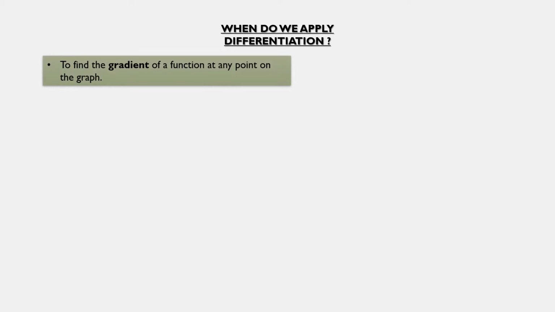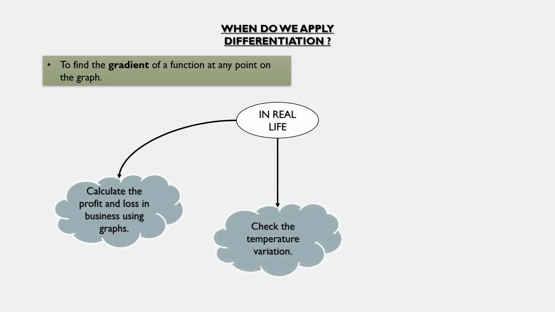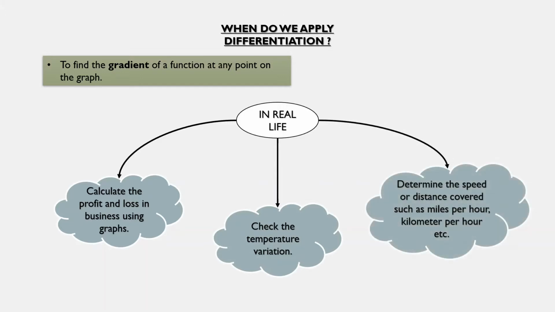When do we apply differentiation? As I mentioned before, the main use for differentiation is to find the gradient of a function at any point on the graph. In real life, we use differentiation to calculate the profit and loss in business using graph, check the temperature variation, and determine the speed or distance covered such as miles per hour, kilometer per hour, and others.